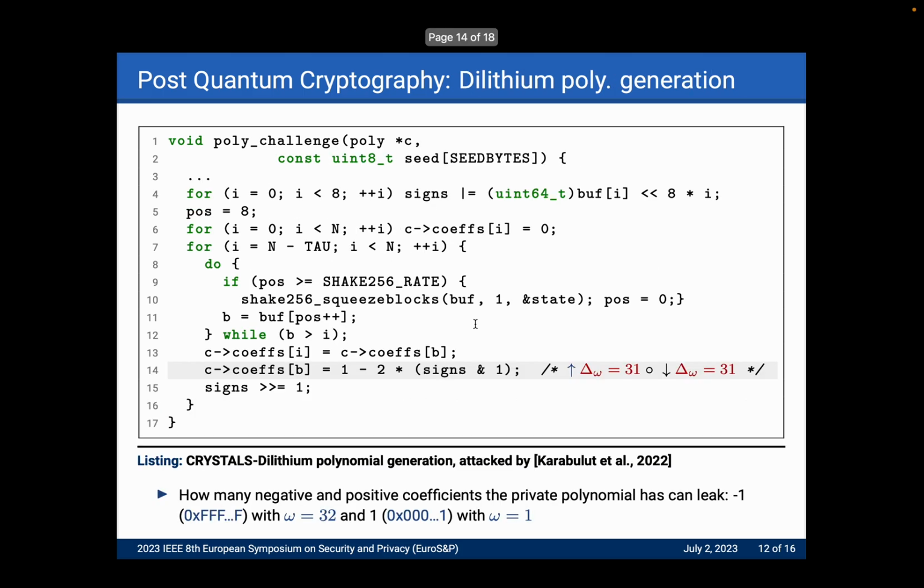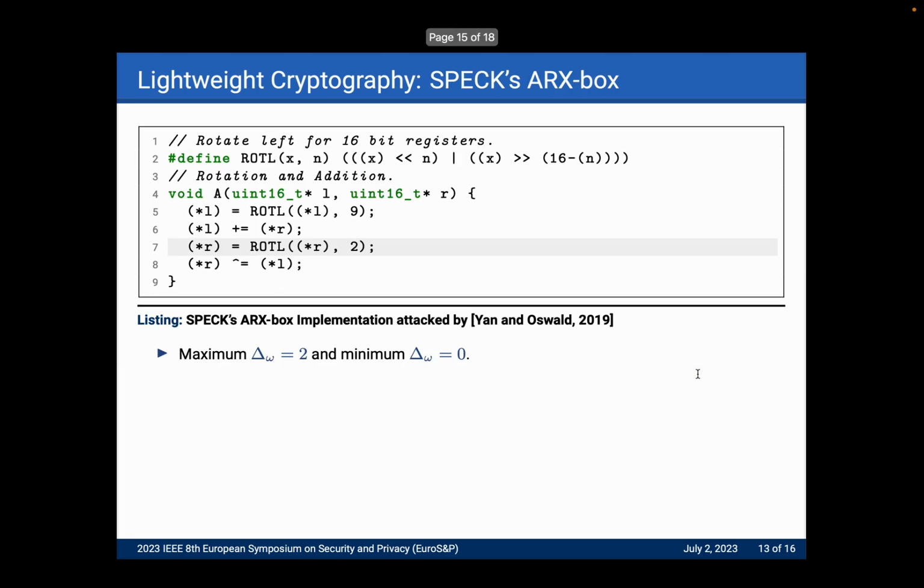This is another vulnerability from the literature, on Dilithium. Dilithium is the recommended signature algorithm of NIST for post-quantum cryptography. The polynomial generation here looks at how many negative and positive coefficients the private polynomial has. In this case, the Hamming weight swings between 32 and 1, and the difference is 31. This is an interesting vulnerability which shows there are some attack points that can happen at registers taking only a few values, not limited to only two, like the cases of Kyber and Dilithium that we have seen before.